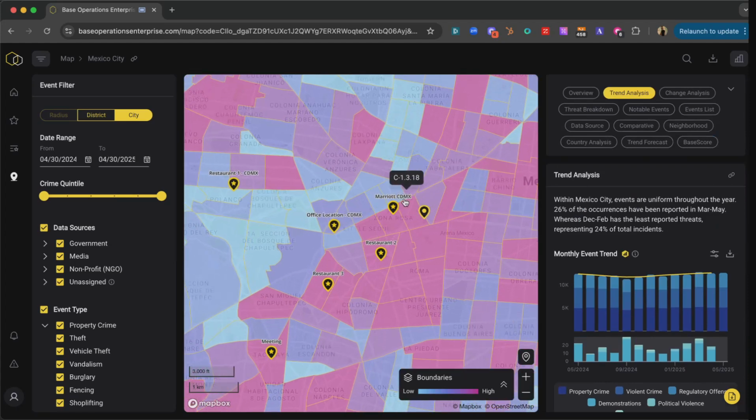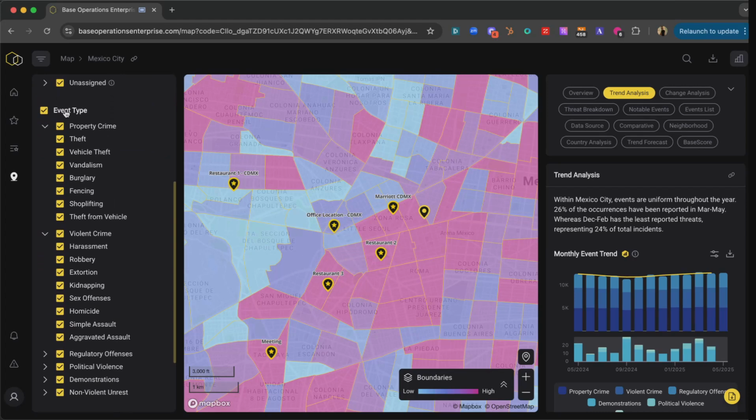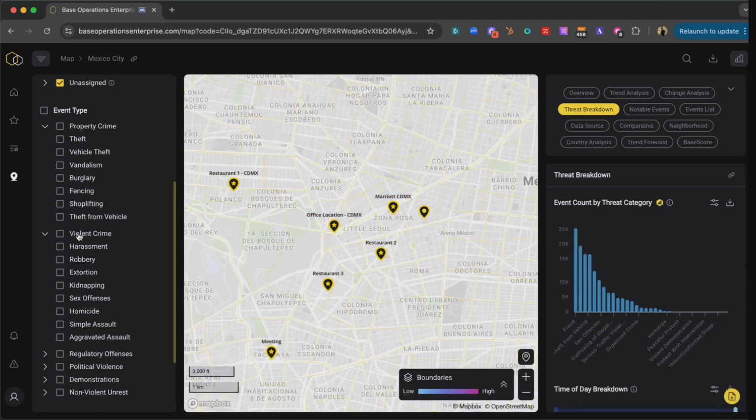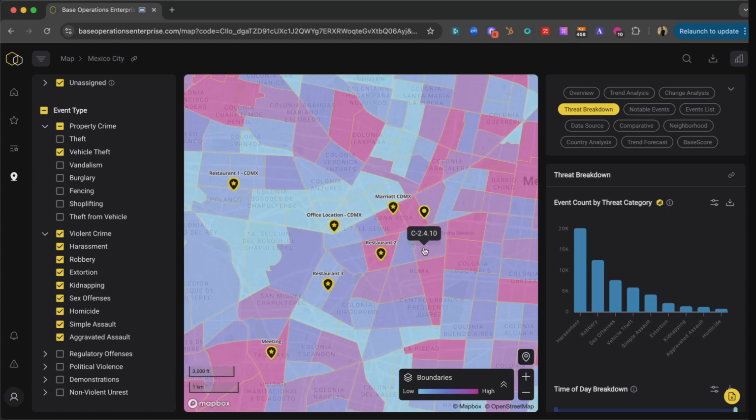As we can see from our boundary maps, we have a few locations that sit in relatively high-risk areas for neighborhoods in Mexico City. What we want to do now is dial in the assessment to make sure that we're only focused on the event types that we care about. We saw in the threat breakdown we have quite a few, but for things like executive protection, we might really only care about violent crime, maybe vehicle theft, right? If people are traveling with a vehicle.